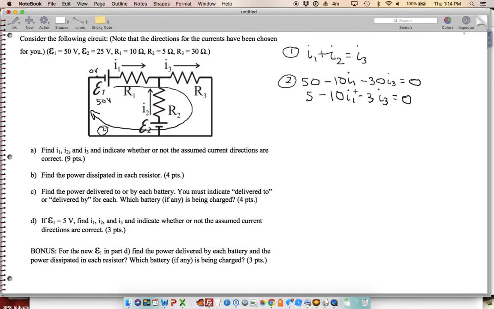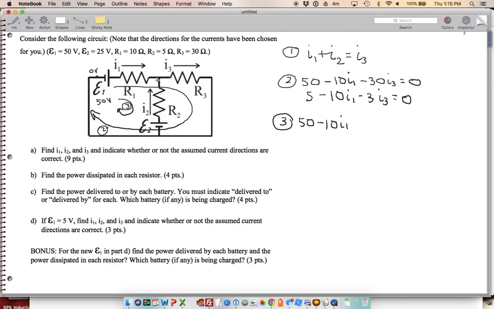Okay, and then let's do one more. Let's do the inside loop here, right? So we're going to call this 3. That's my third equation. So 3 is going to be, I'm going to start the same again. I'm going to go around this loop. I'm going to start at 0 volts plus 50. So there's my 50. Now minus I1 R1, so R1's 10, so minus 10 I1.